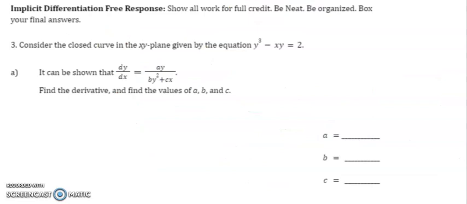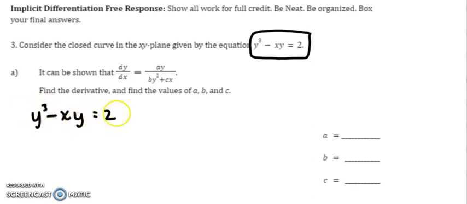For the free response, consider the closed curve. Here's our original function. It says that we can show dy/dx is equal to this expression. Find the derivative and find the values of a, b, and c. So I'm going to start, again, just by rewriting my relation. This is a closed curve, not a function.